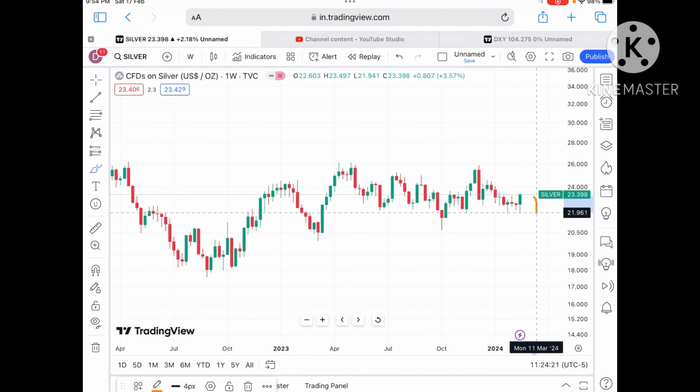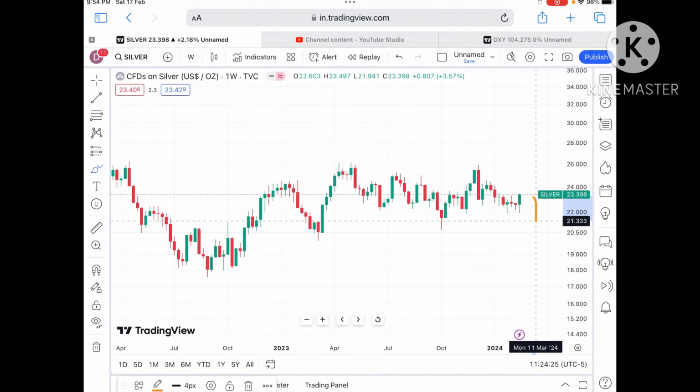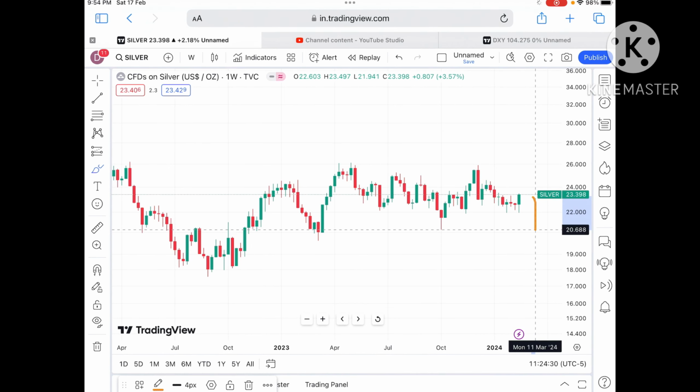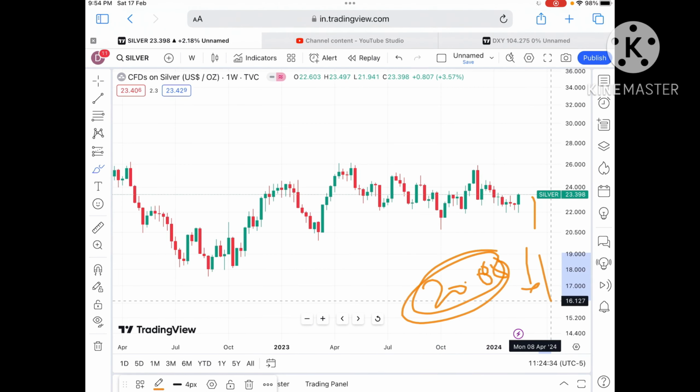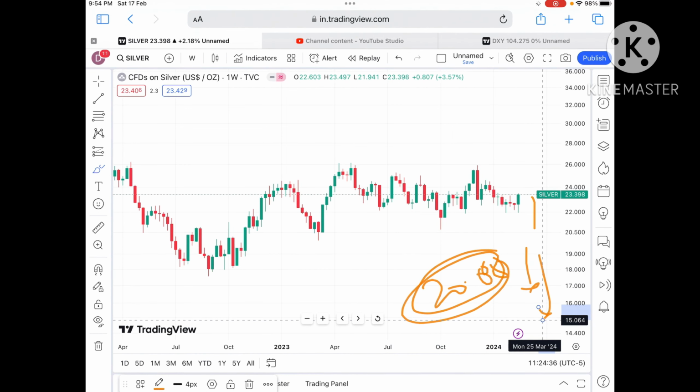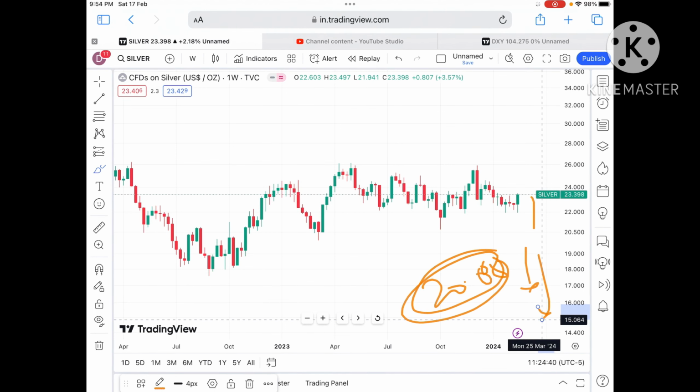Again I repeat, remember that if the price starts falling below 22.415, chances of going towards 22 are there, and from there it will fall towards a level of 21.626. As soon as the price falls below that level, we can see 21.260, and from there a level of around $20.68. And if the price starts falling below that level, a further downfall we can see.